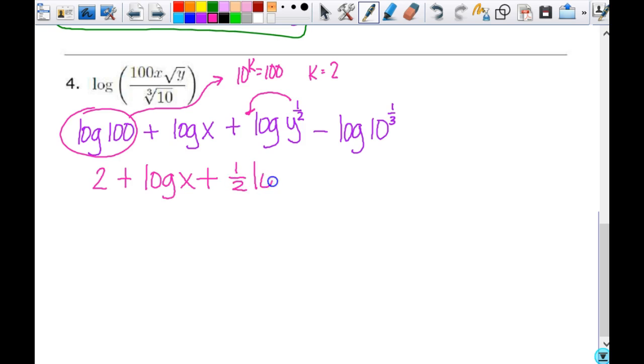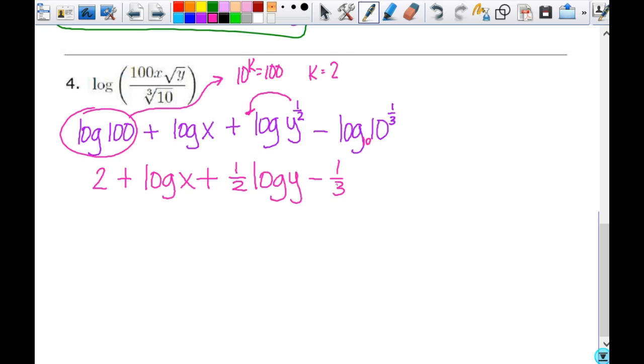1/2 log of y. Now, I could do the same thing I did over here, but what is the base of this even though we don't see it? 10. And if you have the base of the log and the base of this exponential expression right here are the same, then what is the answer to this? 1/3. Log base 10 of 10 to the 1/3 is just 1/3. Okay? So that's minus 1/3. If you need to do the work, you can do the work, but you just don't need to.